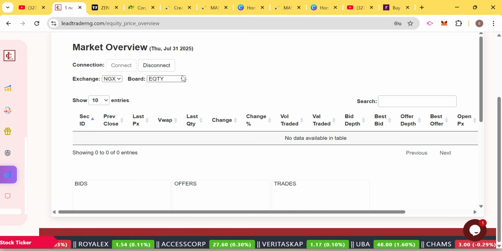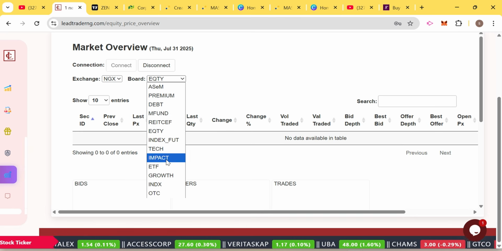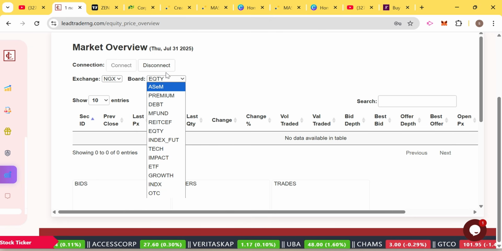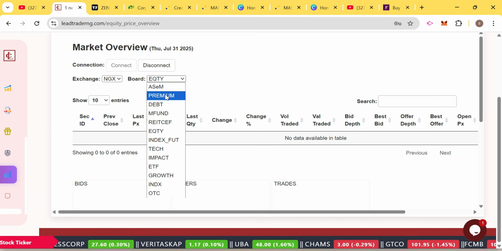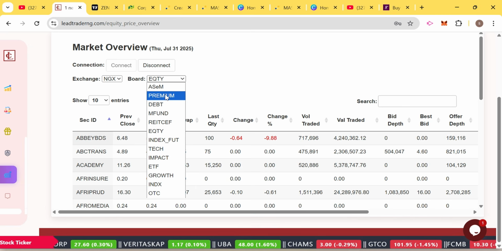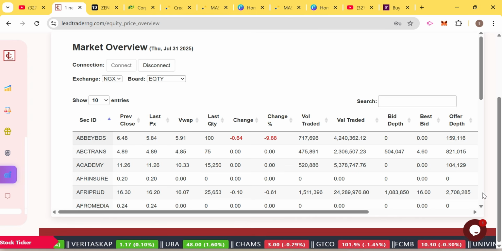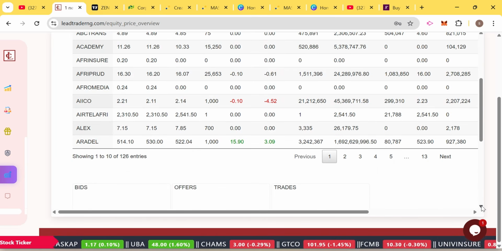Then we have equity. If you come down here, you can change to debt, premium, tech, growth, any of it. But what I advise you to do is to leave it at equity. Then you can come to premium. That's where you'll be seeing the likes of WAPCO, Access, UBA, and the rest. So for this, you can see the market has closed. I thought it would not show, but this is what you'll be seeing. So this is the price. These are the prices so far.